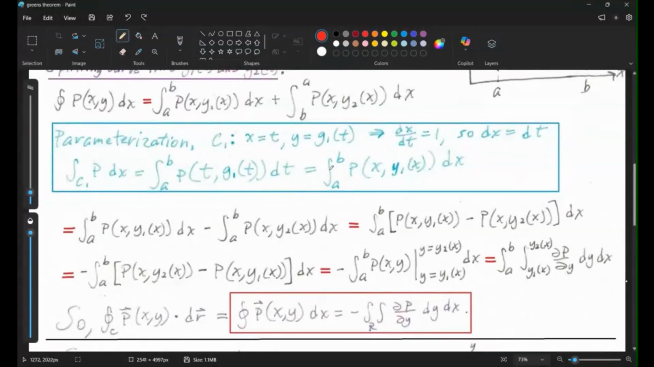And as far as the parameterization, just to elaborate real quickly why we don't really need it. If we took this and parameterized it, so we could say, well, we'll make x equal t, and then y will be a function of t, rather than x and a function of x. And then if x equals t, well, then dx/dt would be 1, so dx is the same as dt. So if we plugged that in to here, then we'd have this. We'd have dt instead of dx, and t instead of x, and g1 of t instead of y1 of x.